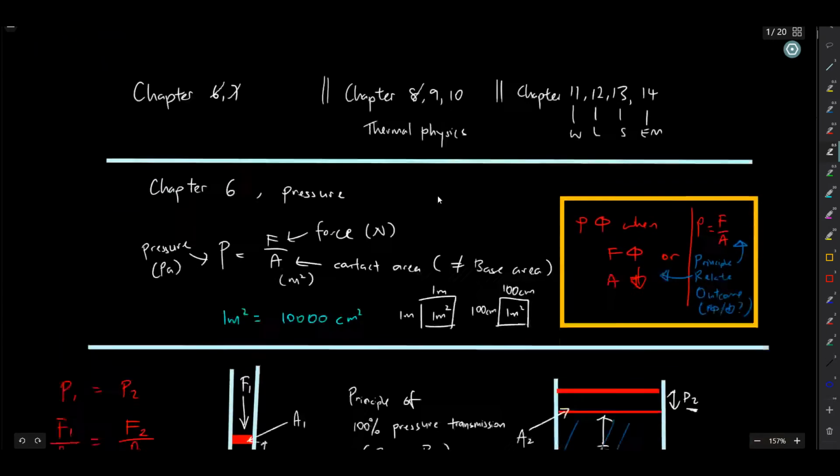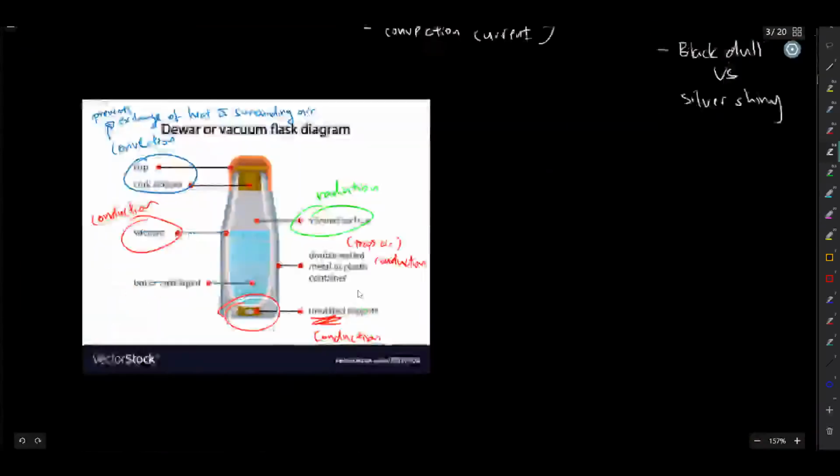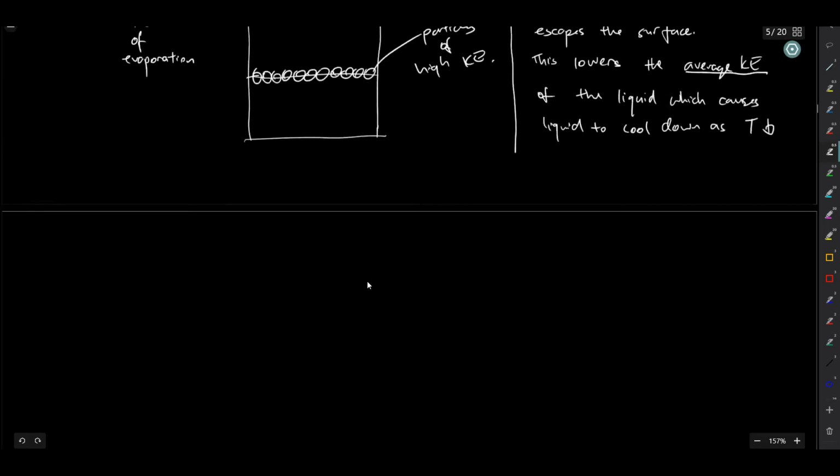If everyone's okay, then we'll move on to the last 4 chapters of what we have today. I think the 4th one is the easiest. So we have wave, light, and sound. Let's go to waves now.